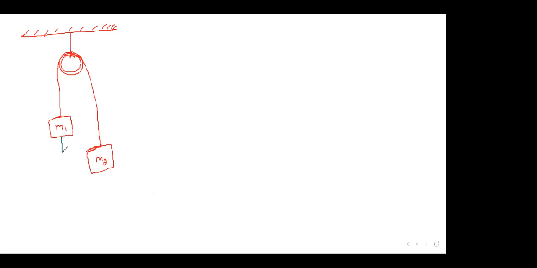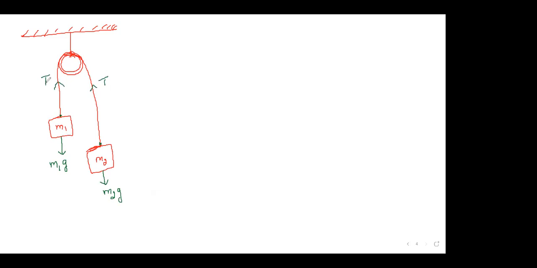Here, what is the downward force? M1G. What is the downward force here? M2G. Between M1 and M2, one thread is passing, so the tension is going to act over here. Let us say the tension is T.